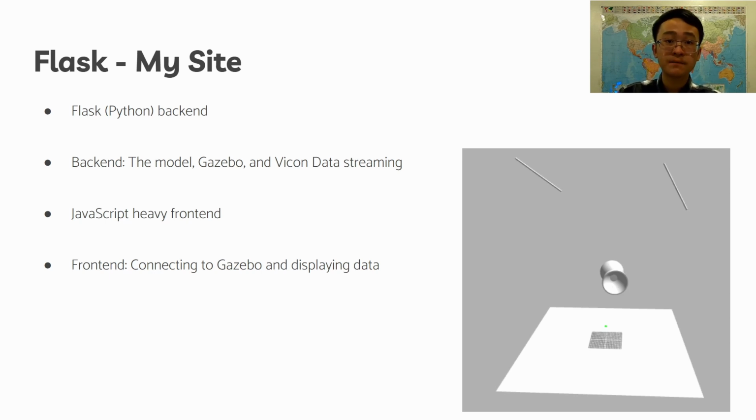I also added the feature of Vicon data streaming in order to stream data directly onto my site from the Vicon tracker software. And this is just really for convenience and for anyone else who might use this site. In addition, the front end is mainly built with JavaScript, and it's connected with Gazebo and displays the object movements. This allows the motion capture data I recorded and also model predictions to be visualized easily on my site.